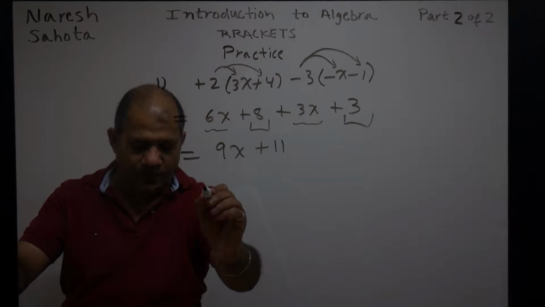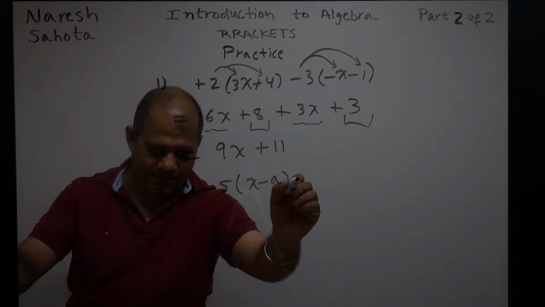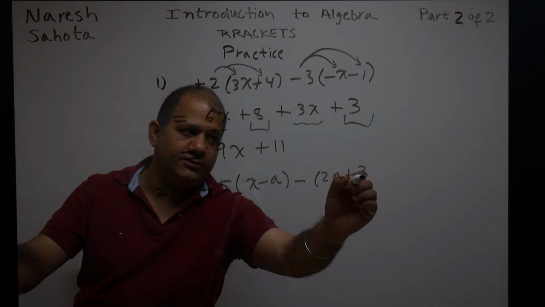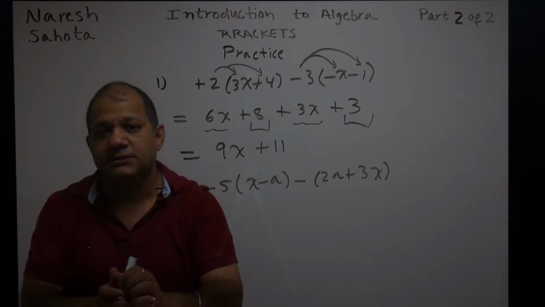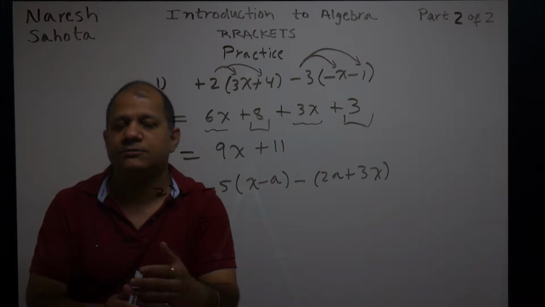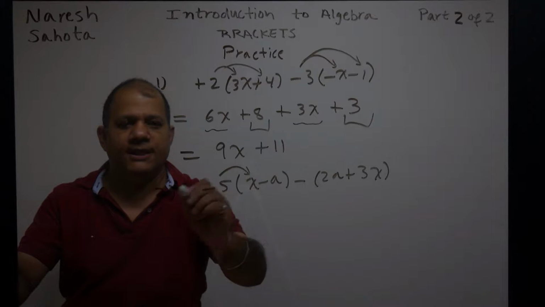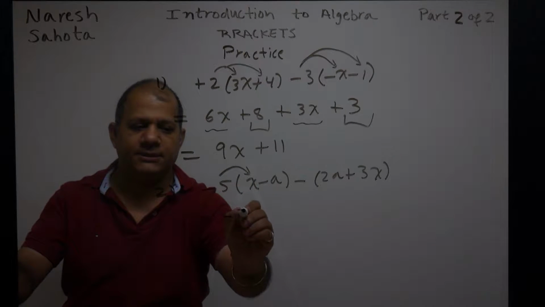Okay. Let's do another example. Number 2. So we have negative 5 times x minus a, minus 2a plus 3x. So again, remove brackets and then collect like terms, and you'll be done. So negative 5 times x. Negative times positive is negative. 5 times x is 5x.